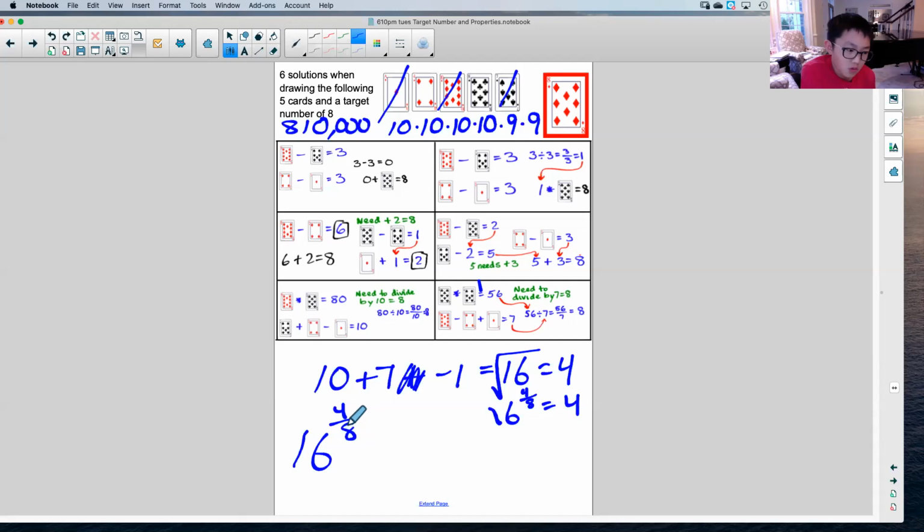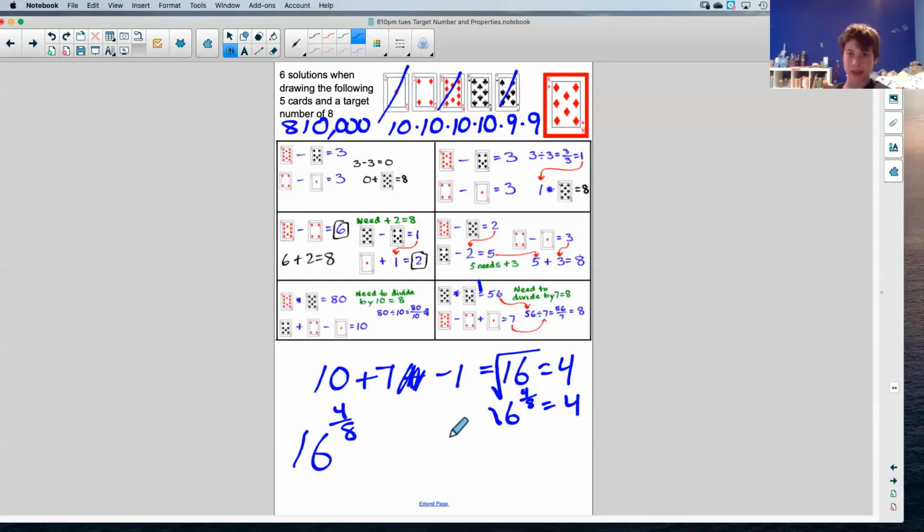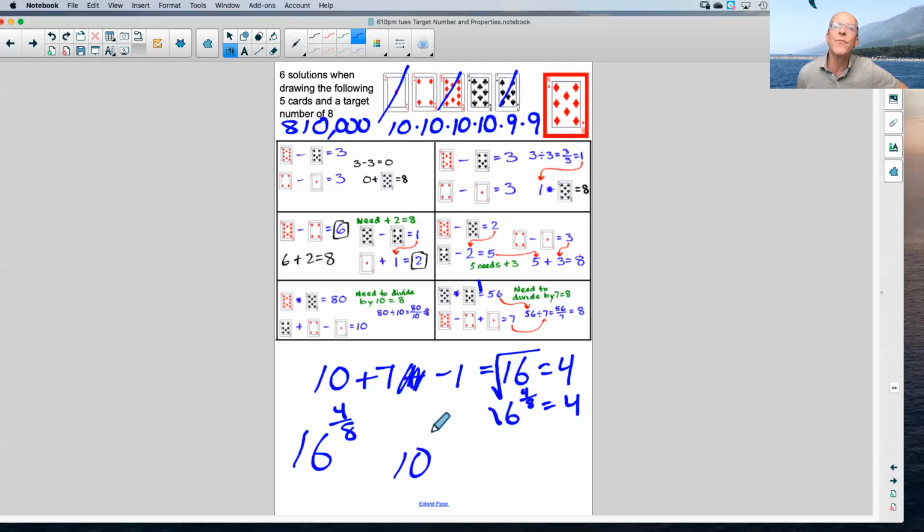But isn't the square root an operation just like plus and minus and times and divide and exponent? No, it's not, because Seth, if I said to you 10 to the 4th, you have to use your 10 card and your 4 card to get 10,000.